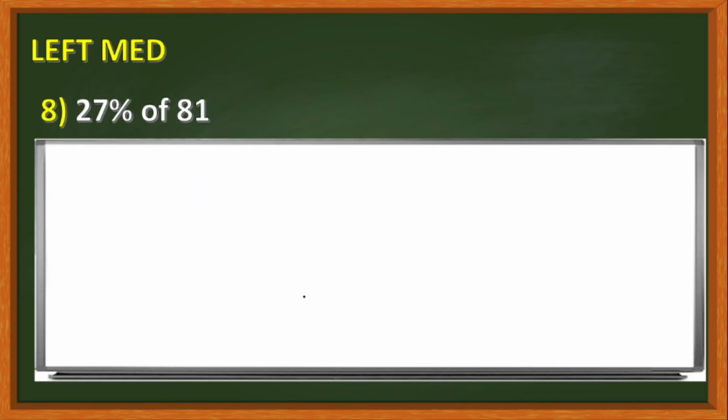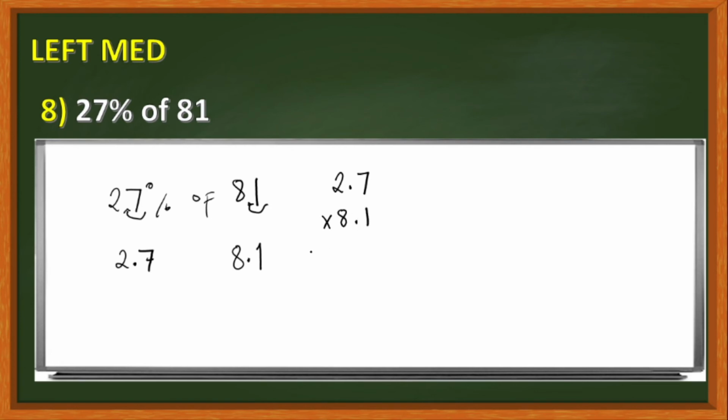Okay, let's proceed to another example. 27% of 81. So move the decimal point one place. So it becomes 2 and 7/10. Then this would be 81. So this would be 8 and 1/10. So let's multiply 2 and 7/10 multiplied by 8 and 1/10.